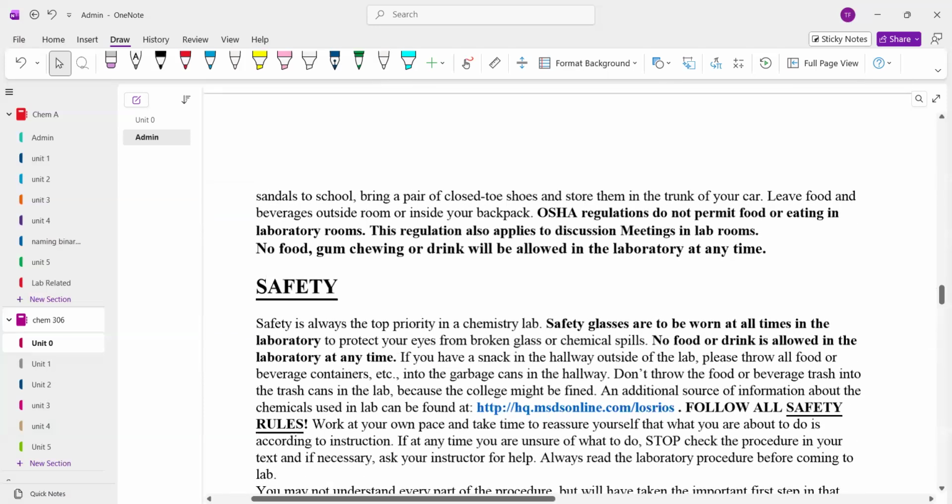You also need closed-toed shoes for dry labs. No flip-flops or anything like that because stuff has been spilled on the floor and not necessarily cleaned up very well.